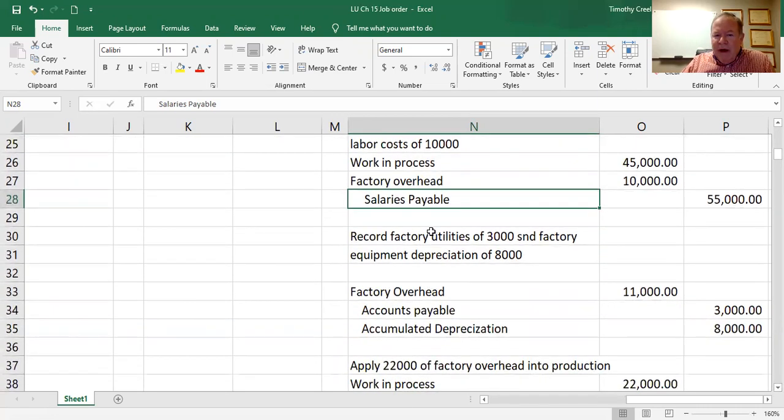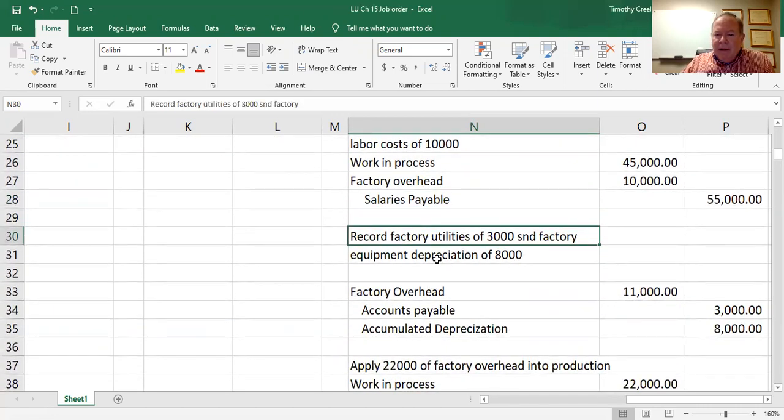Let's record factory utilities of 3,000 and factory equipment depreciation of 8. Now, both of these are factory overhead. Remember what factory overhead is: it's all the cost of manufacturing that are not direct materials or direct labor. It's all the cost of having the plant that's not direct materials and not direct labor. And so factory utilities and factory equipment depreciation would both be actual factory overhead cost.